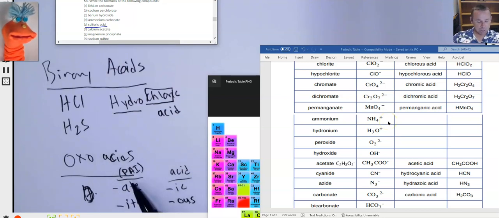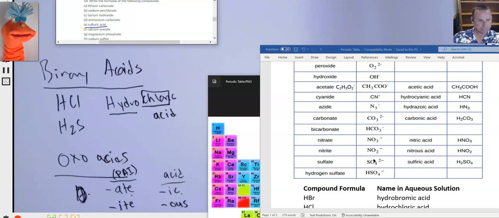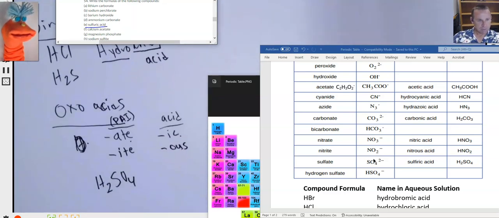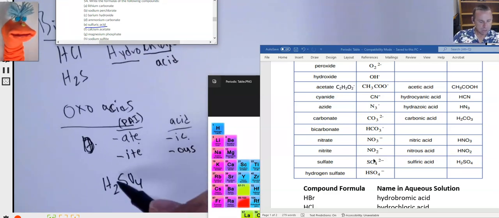Okay? So if the acid ends in -ic, it means the polyatomic ion has to end in -ate. So sulfuric acid has to be the sulfate ion. So then we find the sulfate ion, SO4 2-, and we put on enough hydrogens so that each hydrogen has a +1 charge and it's neutralized. So that is sulfuric acid.